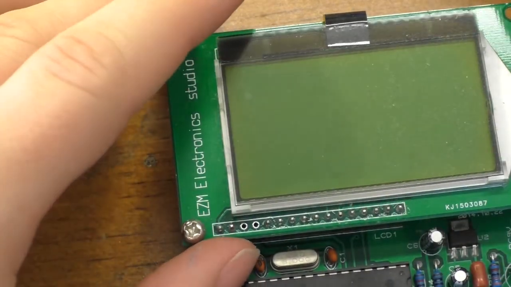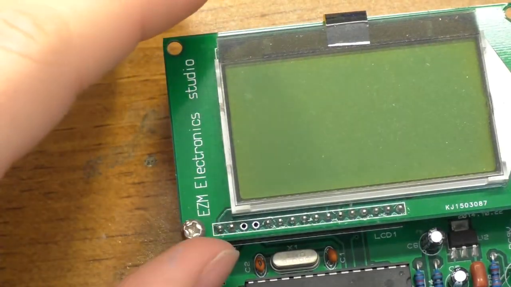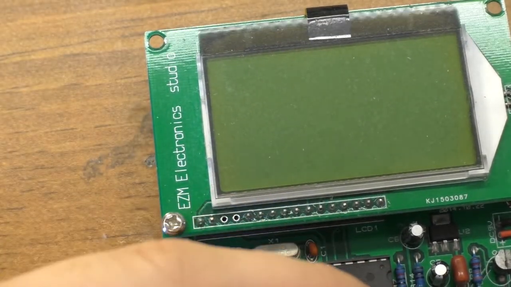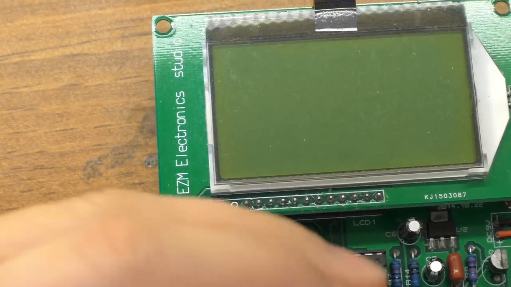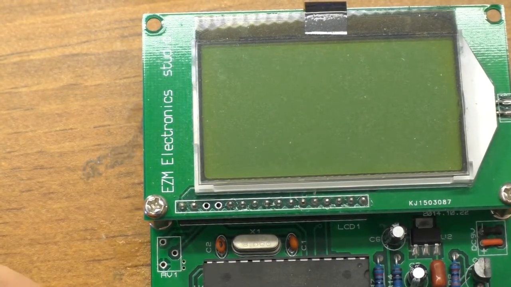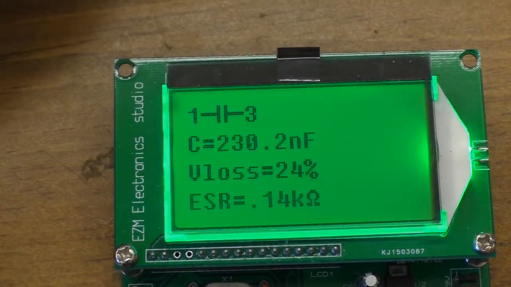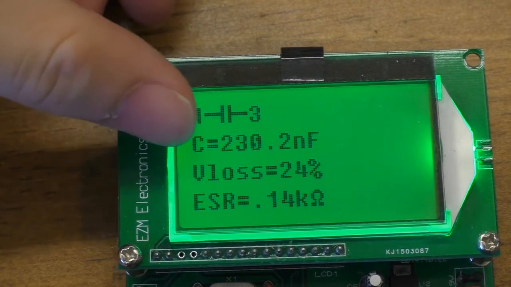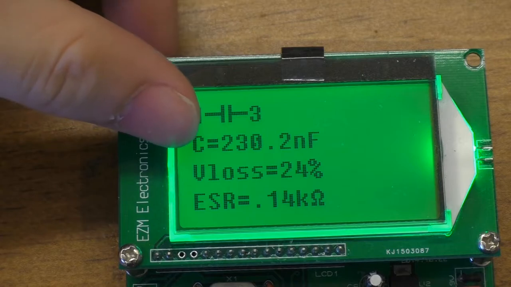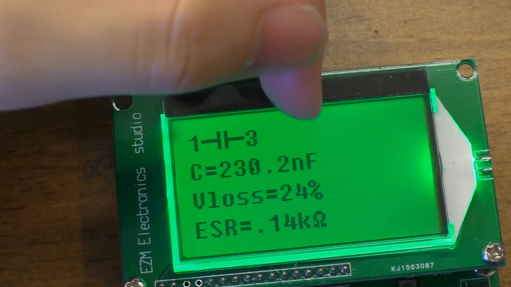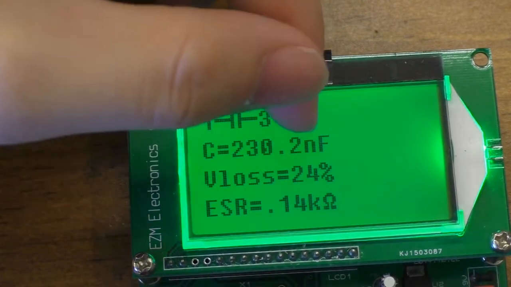We'll take that one out though and put in the bad one. And this one should be kind of interesting with that ESR value. So I've got the bad capacitor in the test rig now. Turn this back on. And you'll see we have 230 nanofarads instead of microfarads. You've got to watch the symbol over here, because otherwise you'll mess this up.